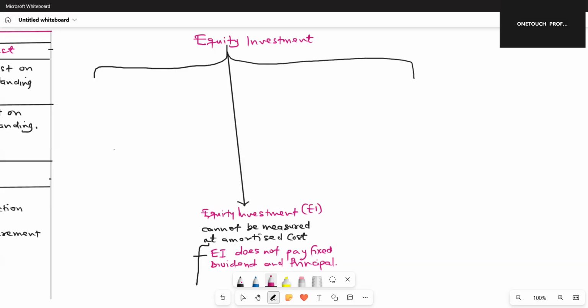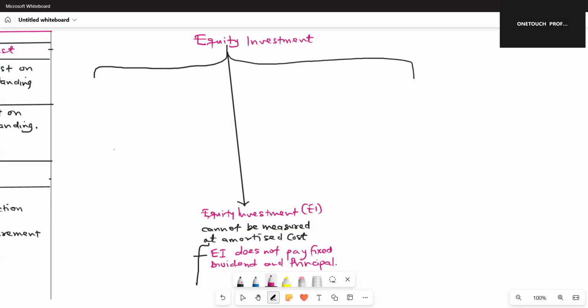The answer to that question is that the recognition at fair value through OCI is on condition. The only point at which shares or equity investment is recognized at fair value through OCI is if it is not held for trading and the entity has an option to designate the financial asset at fair value through OCI. You get it?